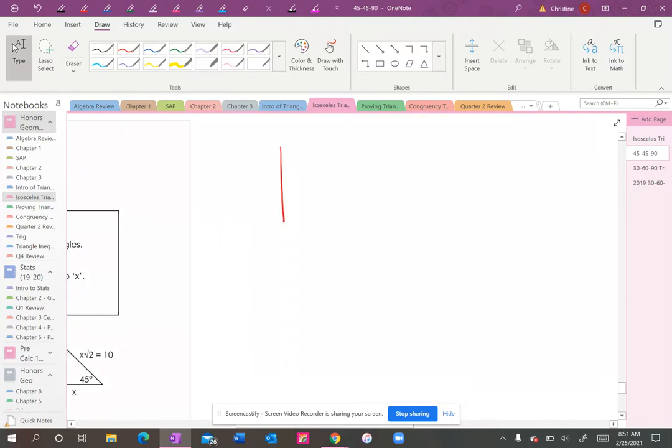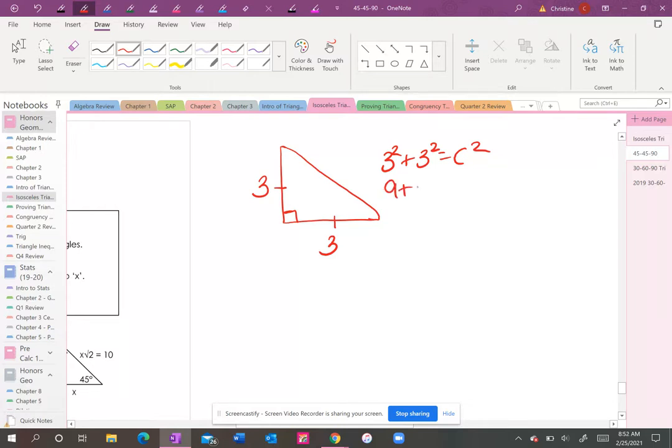So if I had a right triangle, and it was isosceles, meaning that these two sides are the same. So let's say this was 3 and 3. I could do the Pythagorean theorem, and I could say that 3 squared plus 3 squared equals c squared. That would mean that 9 plus 9 is c squared. 9 plus 9 is 18. And if I factor out a perfect square from 18, I should get 9 and 2. The square root of 9 is 3, so c is 3 root 2.